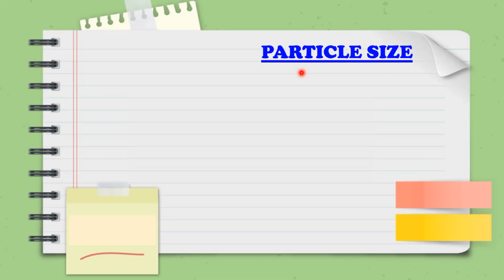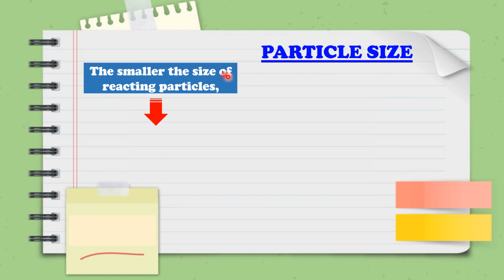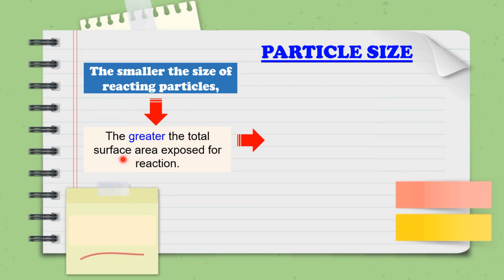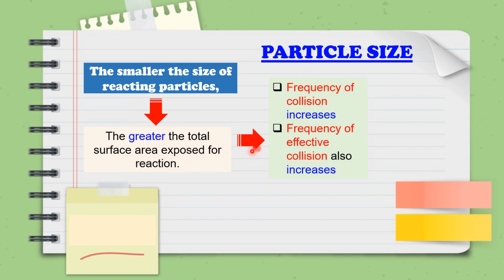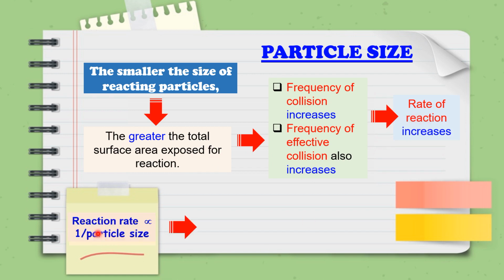Alright, next we move to particle size. The smaller the size of the reactant particle, the greater the total surface area exposed for reaction. The frequency of collision increases, the frequency of effective collision also increases, and therefore the rate of reaction will increase. So we can conclude that reaction rate is inversely proportional to the particle size. As the particle size gets smaller, its surface area becomes larger, and therefore the rate of reaction will increase.